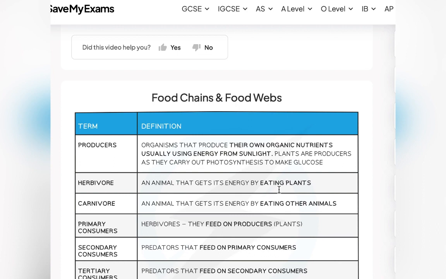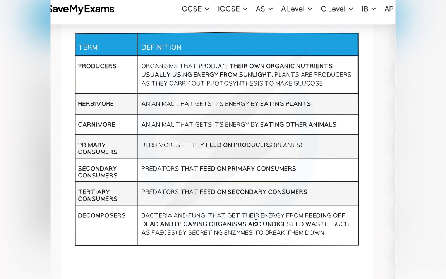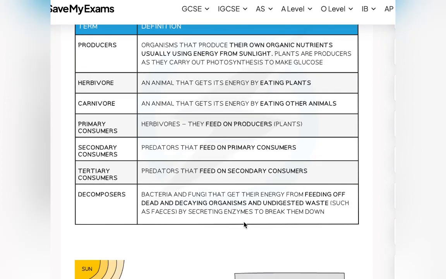So apart from that, we say we have primary consumers, which are usually the herbivores. They feed on the producers, the plants, directly. And we have secondary consumers, which are usually predators. They feed on the primary consumers. And then we have the tertiary consumers, which are also predators that feed on the secondary consumers. And then we have the decomposers, like bacteria and fungi, that get their energy from the decaying bodies of plants or animals in the food chain, in the ecosystem.